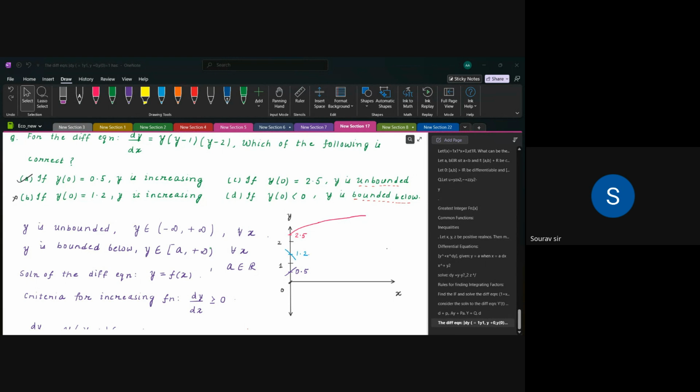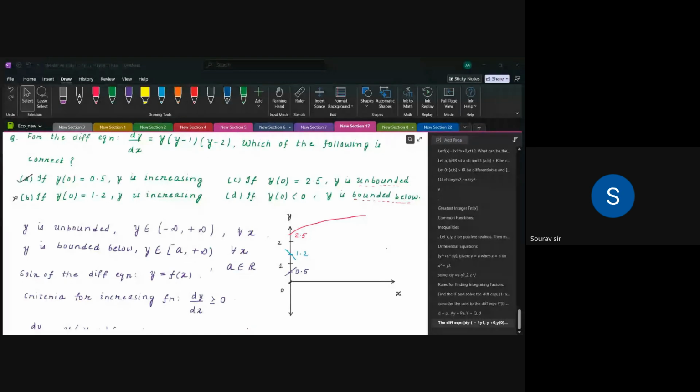Is it fine with all of you? Yes, sir. So I can say with assurance that if y of 0 is 2.5, then it will be unbounded above. But can I say anything that it will be unbounded below? No, right? We don't have enough information in this option to say that.